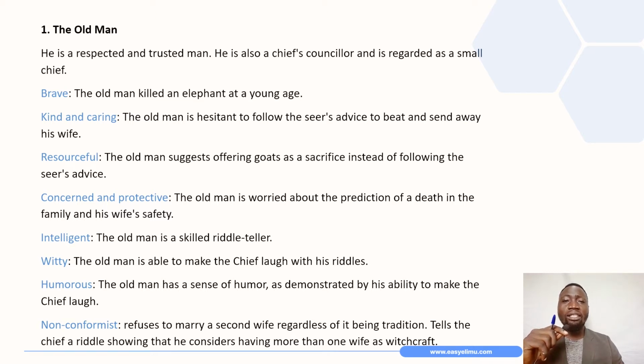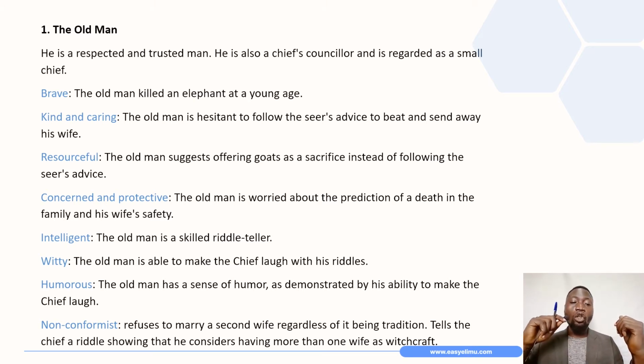So he failed to beat the wife. That is, he failed to heed the seer's advice simply because he loved his wife and didn't want to think about beating her. He is also resourceful. Remember, the old man suggests offering goats as a sacrifice instead of following the seer's advice. Again, that is to avoid beating or molesting the wife.